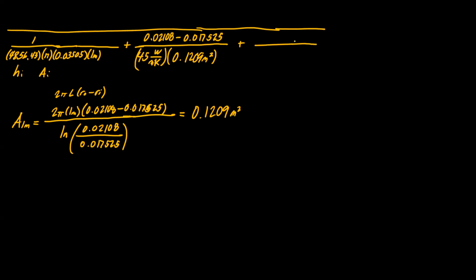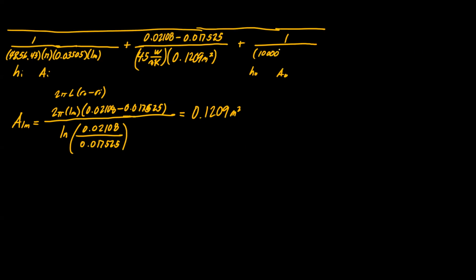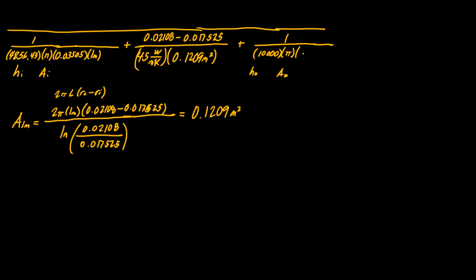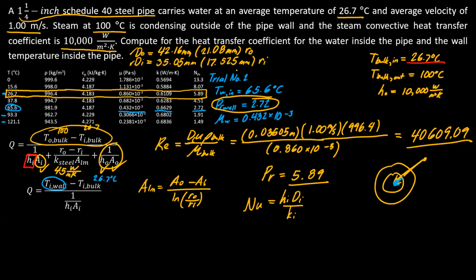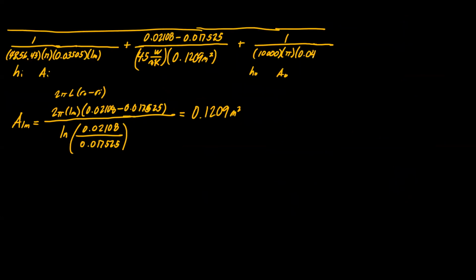Okay. And lastly, Ho Ao. So the Ho is, let's see, it's just 10,000. And then this is just pi d outside, d outside, which is 4216 millimeter. Okay, at this 1 meter section of the pipe.